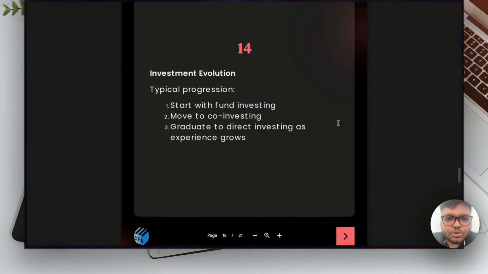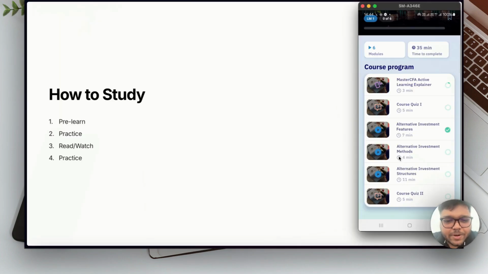There might be many things which you do not understand within the first go, but now you know what you do not know. And when you are looking at the video or reading on the PDF, you will be able to search for those terms specifically and get the answers. So, this is essentially what pre-learning is.